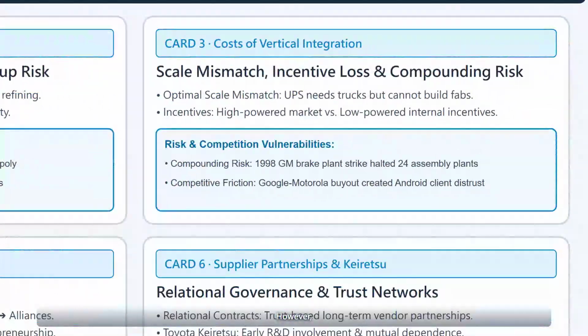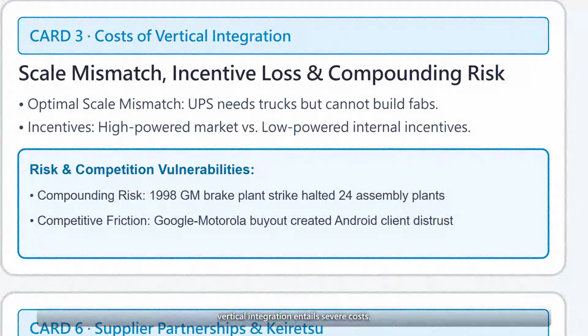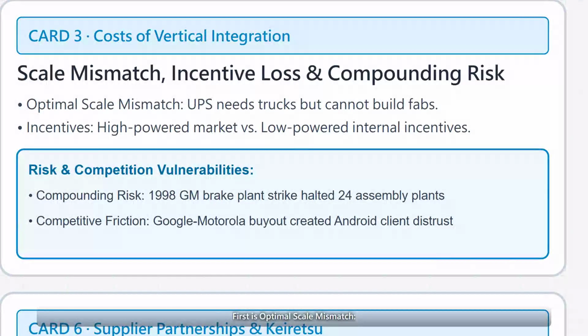However, vertical integration entails severe costs. First is optimal scale mismatch. UPS buys 20,000 trucks annually, but that falls far short of an auto assembly plant's minimum efficient scale. Second, internal supply units lose high-powered market incentives, suffering from low-powered administrative incentives and organizational slack.